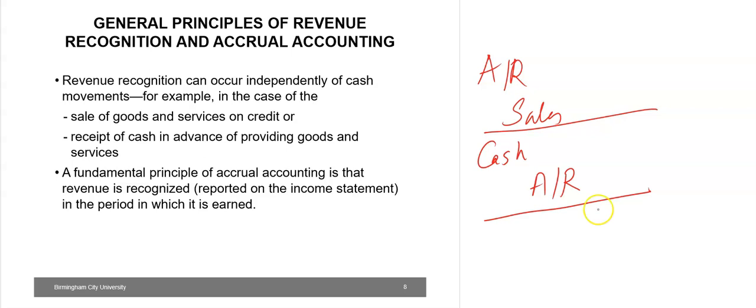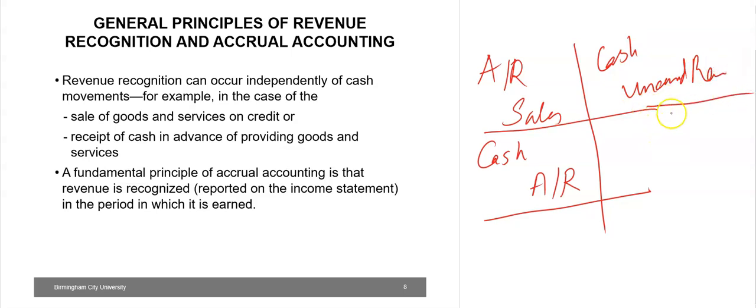Similarly, when cash is received in advance of providing the goods and service, a liability in the form of unearned revenue should be created and cash debited. For example, here the entry would be cash debit and unearned revenue credit. Later on, when the revenue is earned and the goods or service is delivered, the entry should be liability unearned revenue debit and sales or revenue account credit.